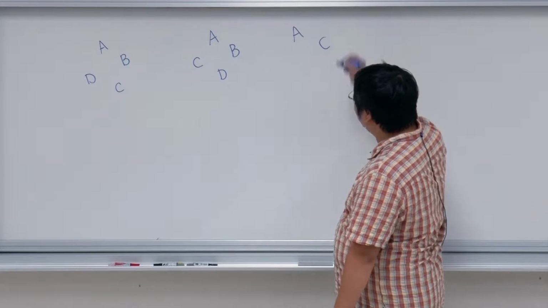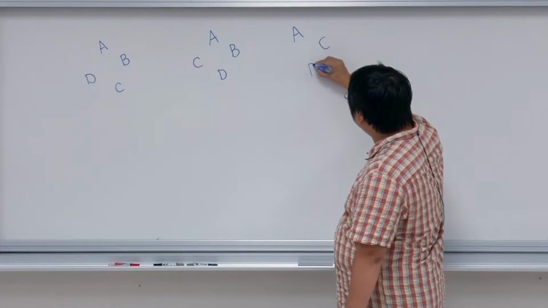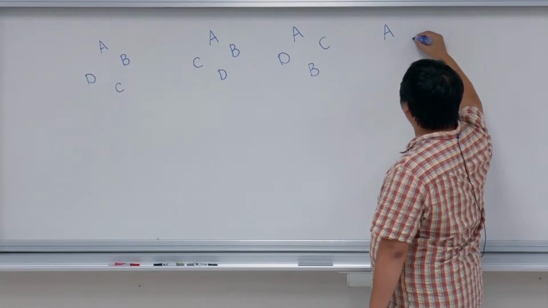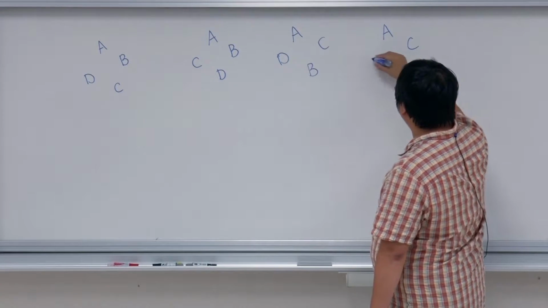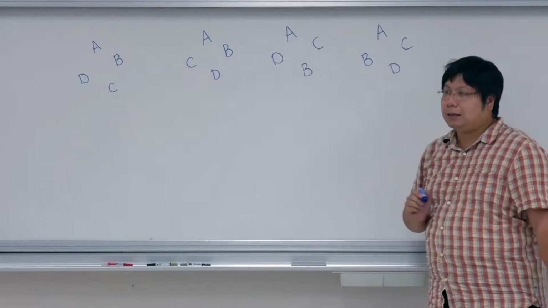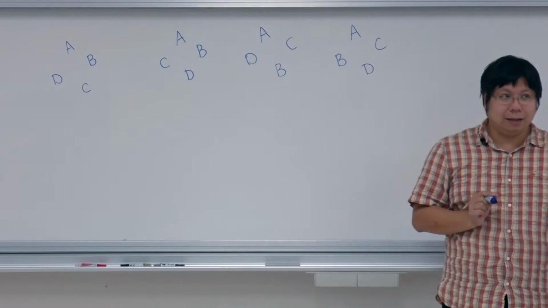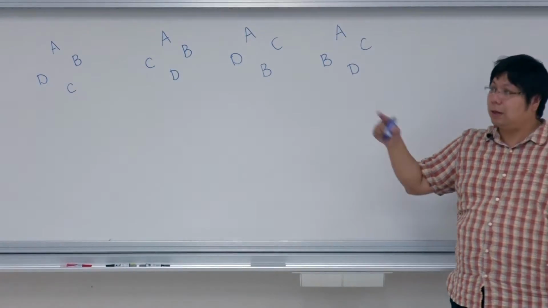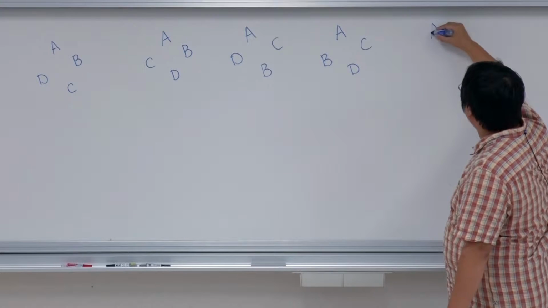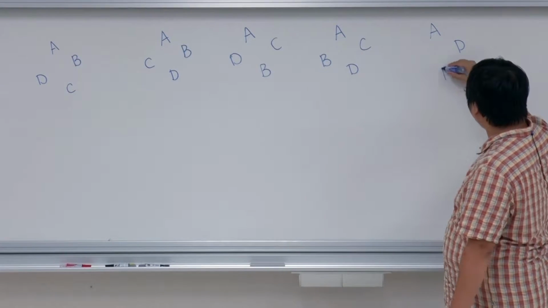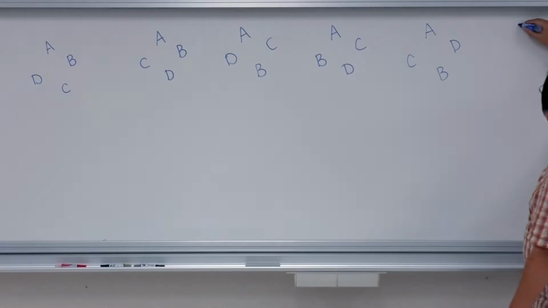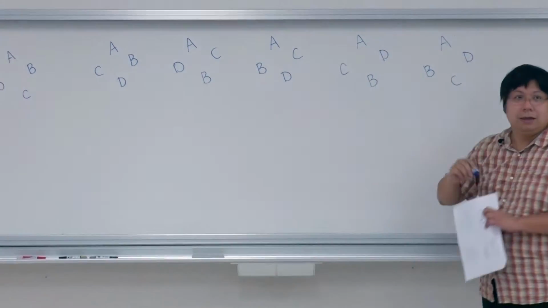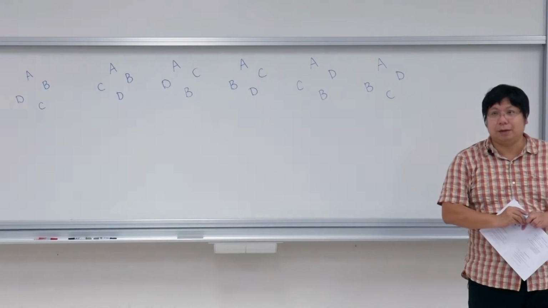Then we can start with A, C. So we can have A, C, B, D, and we can also have A, C, D, B. These two are all the cases where A has C on the left hand side around the circle. There are no more. And then we will have A, D, B, C, and finally A, D, C, B. Yes, these are the 6 cases that we have.